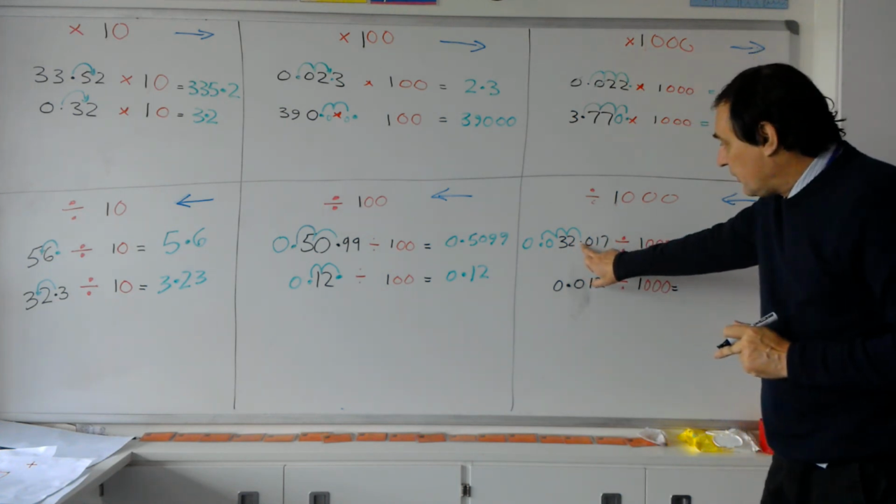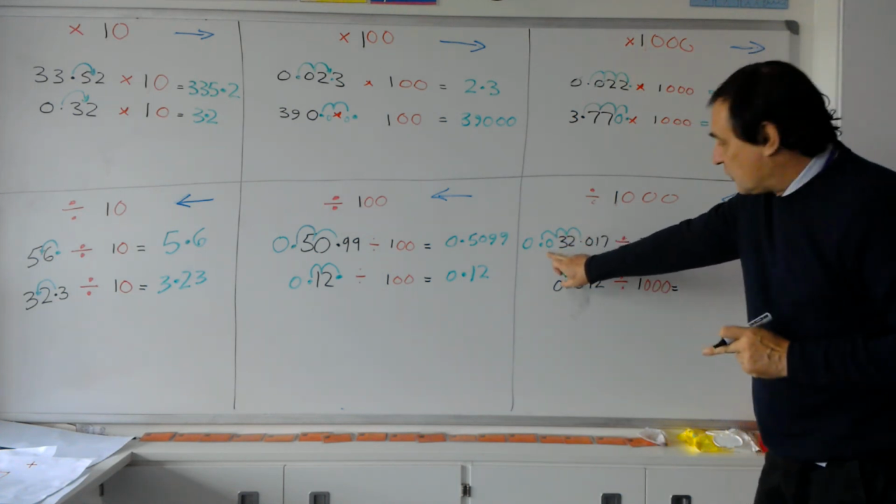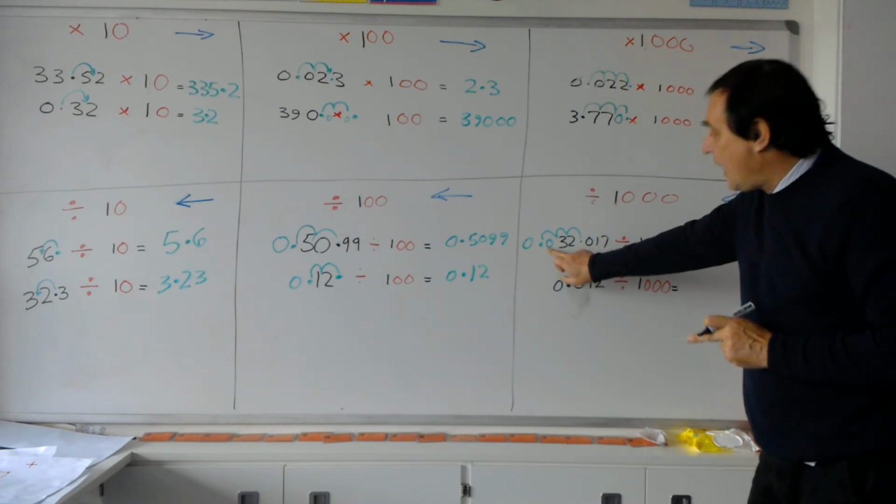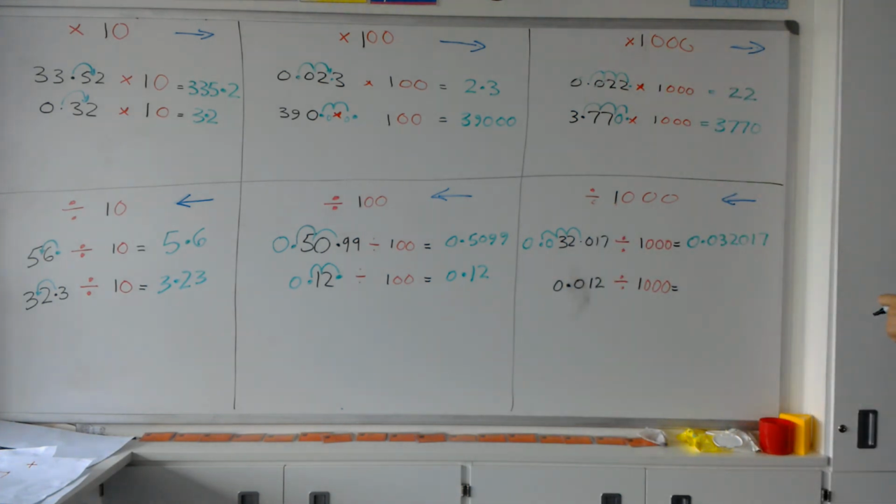Replay that one if you need to. Okay, so you had the decimal point there, we've moved it 3 places, had to create an extra naught after the decimal point, as well as our naught before the decimal point.